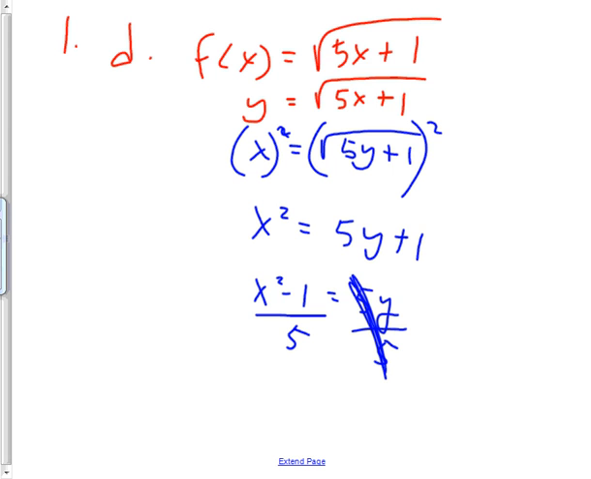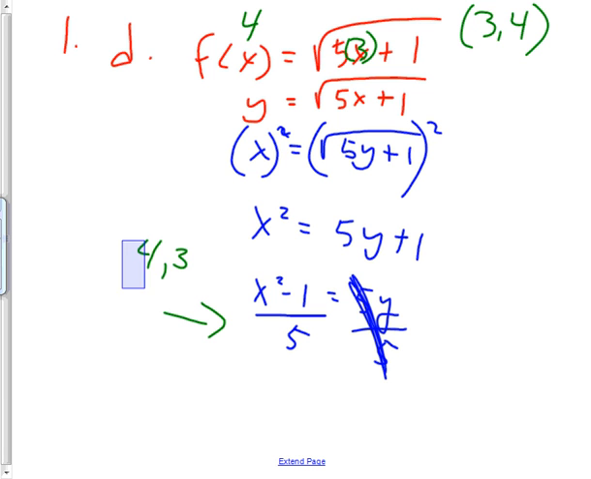Now, if this was a test, I would take the time to check. I'll give you an example. If I stick in 3 here, 5 times 3 is 15, plus 1 is 16, square root of 16 is 4. 3 comma 4 works. So what better work down here? 4 comma 3. 4 comma 3 better work down here. 4 squared is 16, minus 1 is 15, divided by 5 is 3. And it worked. So that was just a quick test. You do not have to do that on your test. But it's smart.